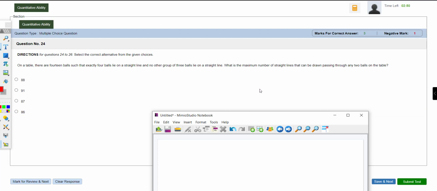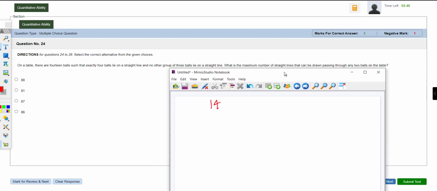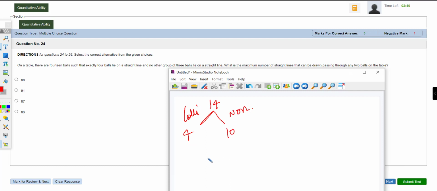This is very easy. 14 points or balls are there. Out of that, 4 are collinear and the 10 are non-collinear. So the answer is going to be 14C2 minus 4C2 plus 1. I hope everyone knows this. This is equal to 91 minus 6 plus 1, that is 85 plus 1, that is 86. Yes, it is in the options.